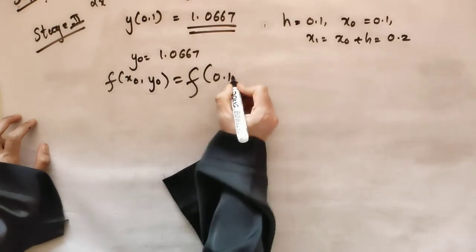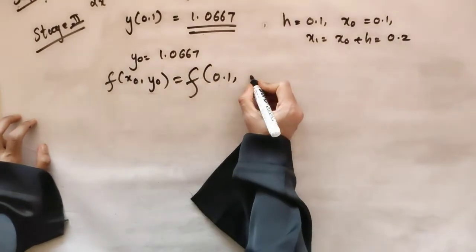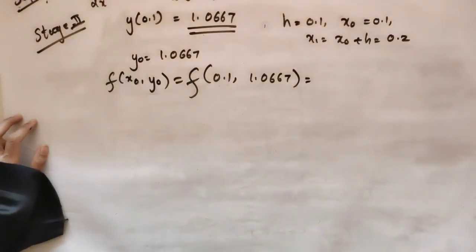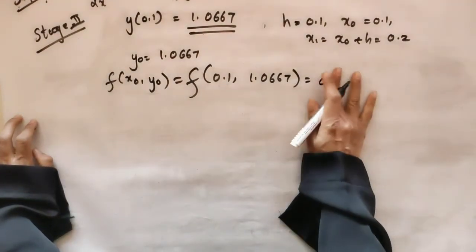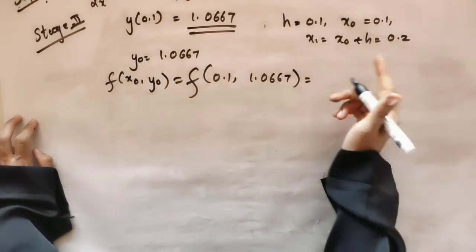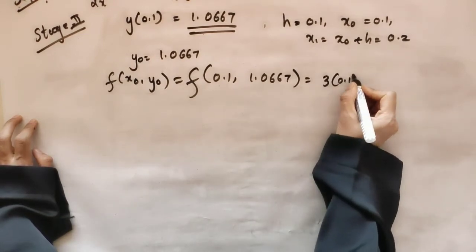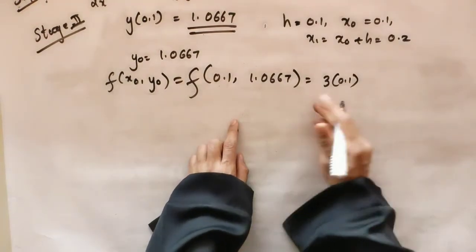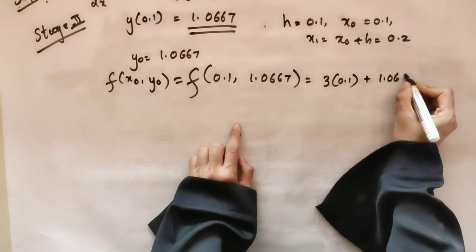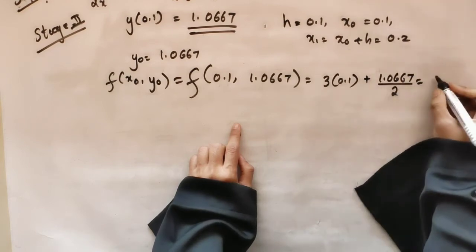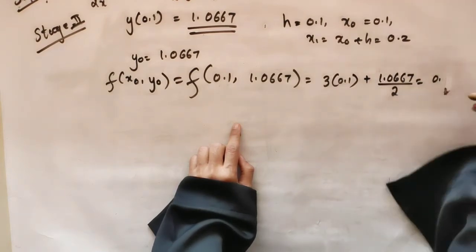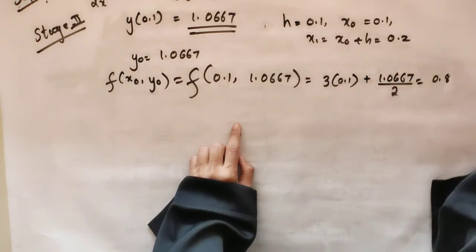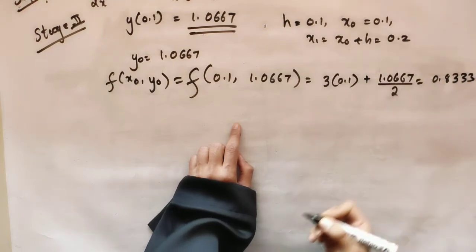The x naught value is 0.1 and y naught is 1.0667. Let me write it in detail. As per the definition, it is 3 times x plus half times the value of y, so 3 times 0.1 plus 1.0667 divided by 2. If you evaluate this, this is going to be 0.3 and this is going to be 0.5333, so you should get 0.8333.